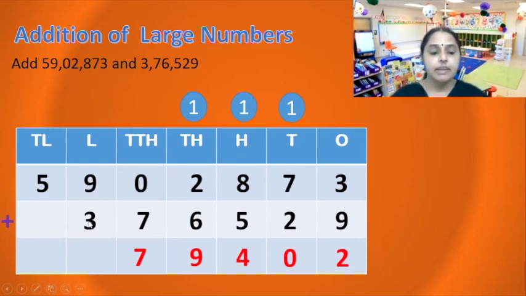Then 9 plus 3. After 9 we have 10, 11, 12. So we will get 12. So can we write 12 here? No, we will write 2 here and 1 would be given as carry forward to the next place. Yes or no? Okay, so where will we write 2? Very good, here. So we will write 2 here and we will carry forward 1 to the next place value.